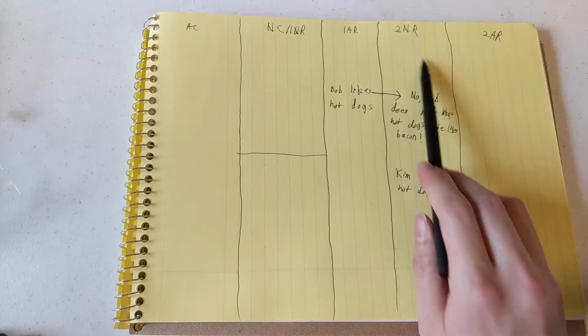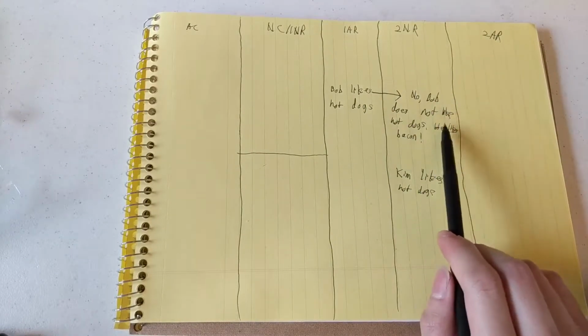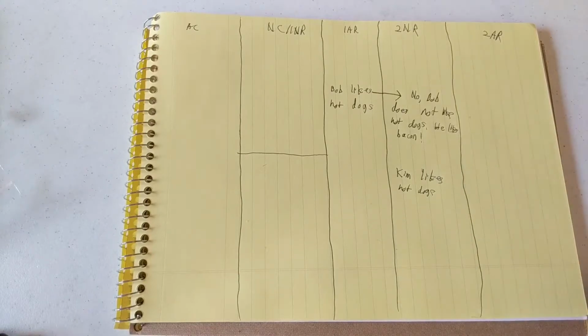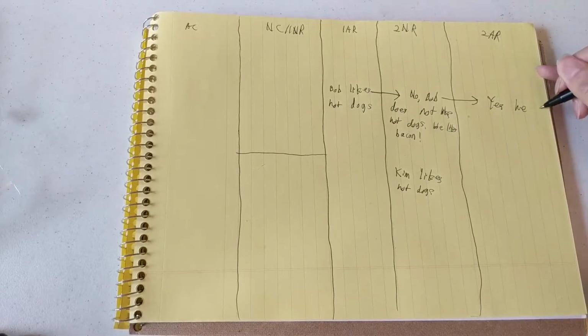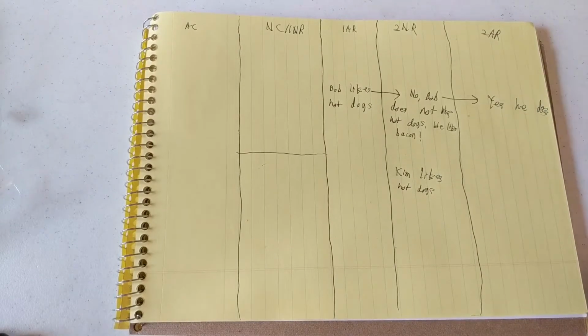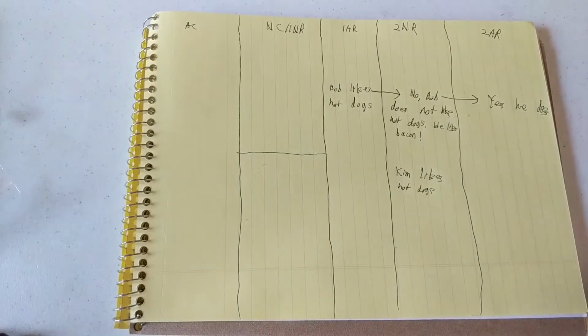dogs. In the second negative rebuttal, the neg responded to this argument with this argument: no, Bob does not like hot dogs, okay? And then, if the AF wants to respond again, he can say, yes, he does. Okay, and so we have that arrow system. That's how we keep track of responses in the rounds. So whenever an argument is a response, you write an arrow like that, okay?